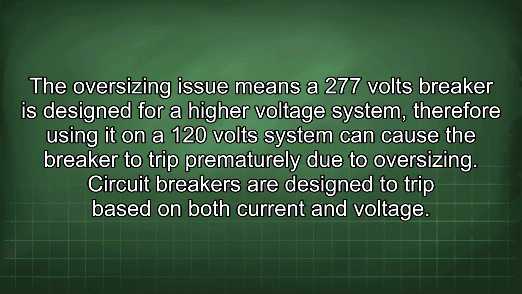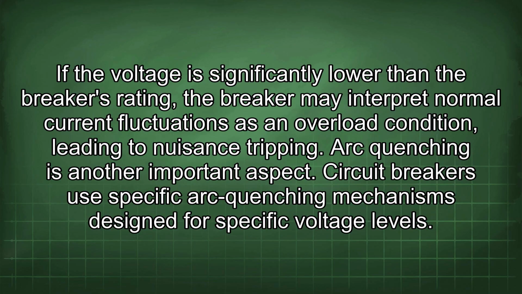The oversizing issue means a 277 volt breaker is designed for a higher voltage system, therefore using it on a 120 volt system can cause the breaker to trip prematurely due to oversizing. Circuit breakers are designed to trip based on both current and voltage. If the voltage is significantly lower than the breaker's rating, the breaker may interpret normal current fluctuations as an overload condition, leading to nuisance tripping.